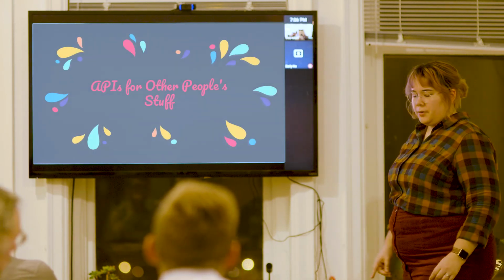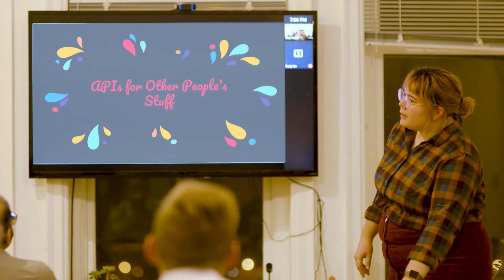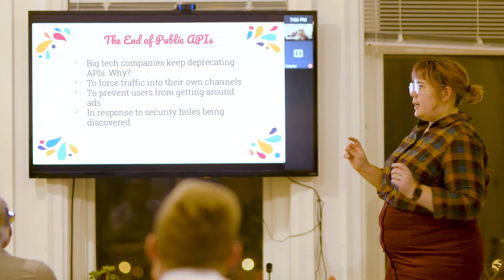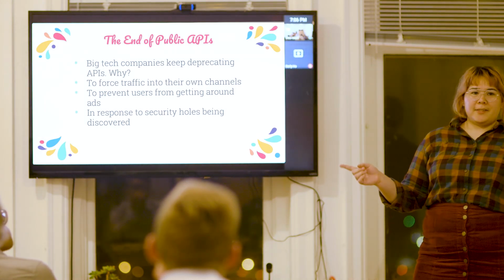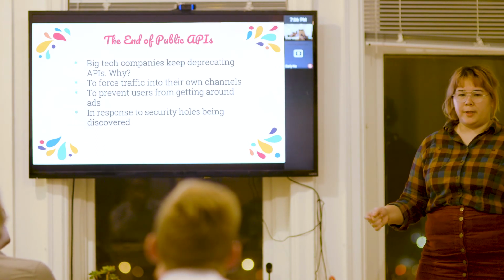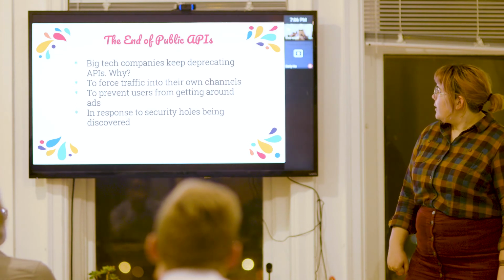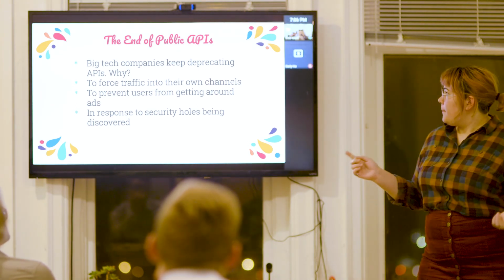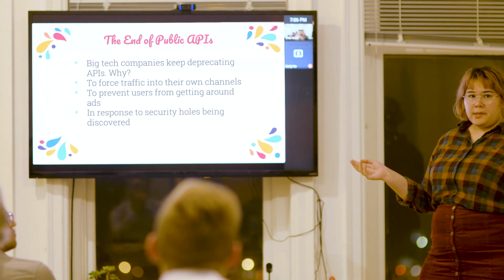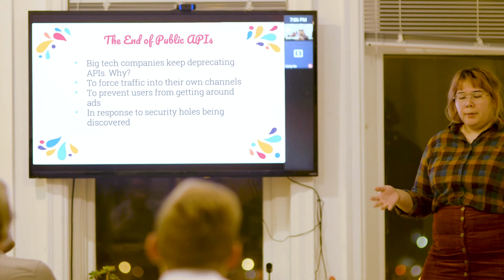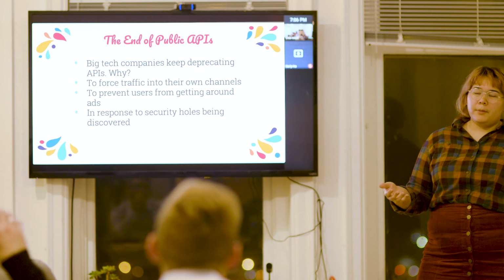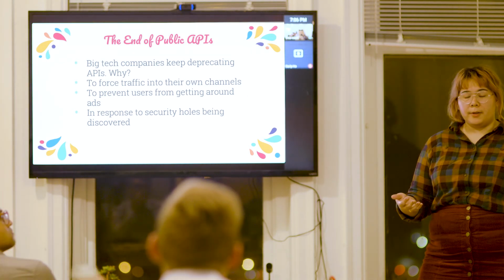And then, which sort of brings us to a further fun topic, which is making APIs for other people's stuff. So there's a lot of big tech companies that have recently deprecated their APIs, some with very rude amounts of not much warning. So why do they keep doing that? Some of that is to force traffic into their own channels. If they have an official app, generally they want people to be using it and not paying money to, say, Tweetbot to provide a better Twitter user interface that they can't.